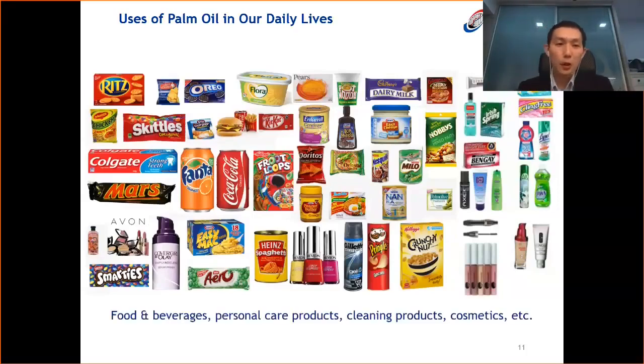So in short, we use a lot of palm oil as an ingredient in a lot of our products, especially food and beverages. Close to 60 to 70% of crude palm oil production is actually used in food and beverages. And the rest is used in personal care products, cleaning products, as well as cosmetics and some other chemicals, right?